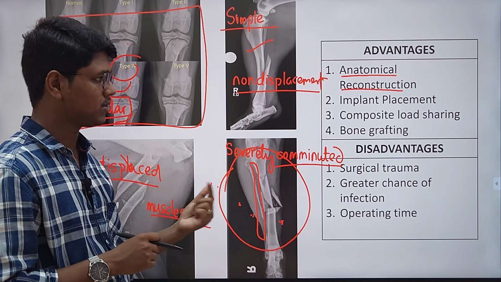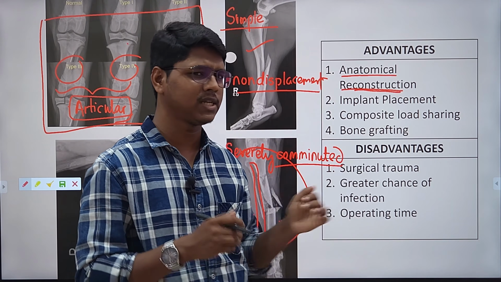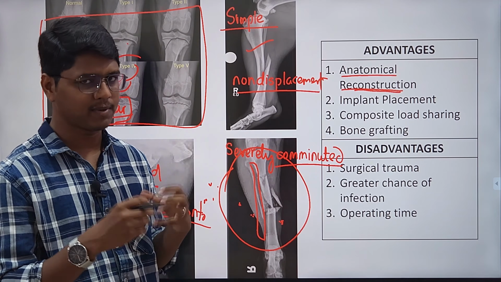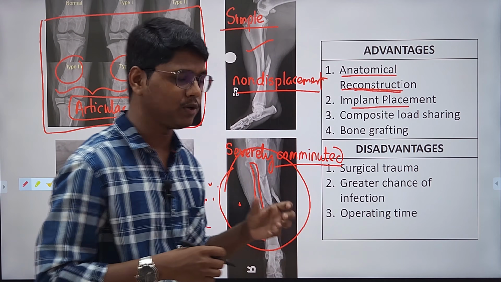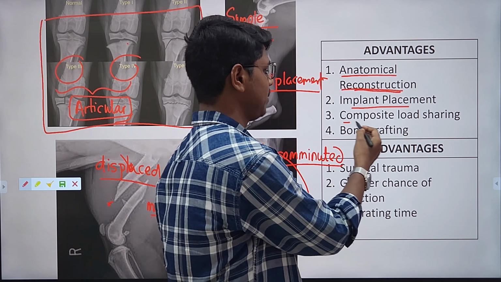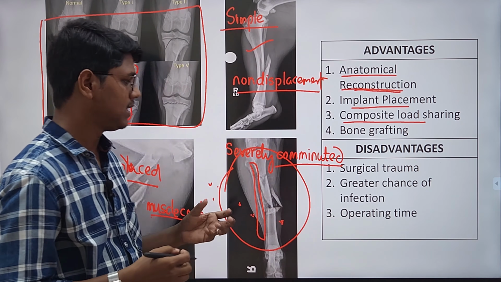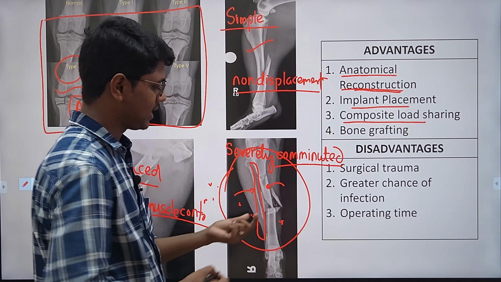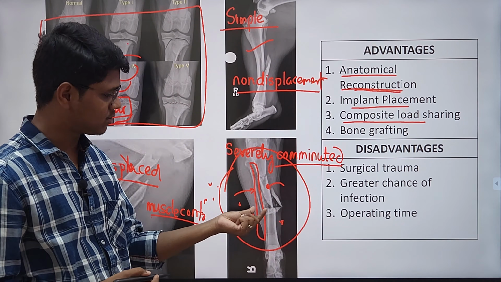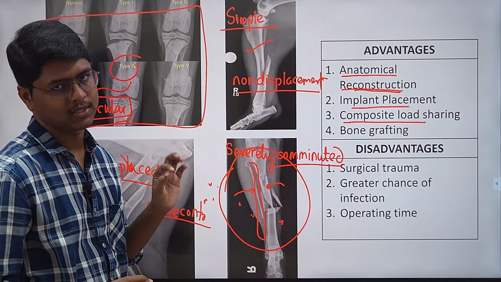For all other fractures, you can do the anatomical reconstruction, so that there will be minimum callus formation and the fracture will heal better. Also, you can place an implant. When you place an implant, there will be composite load sharing. It means the load will be shared by both the implant and the limb, so that less pressure or less load will be generated at the fracture site.